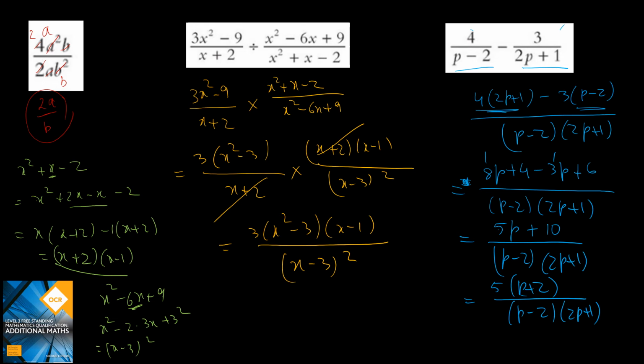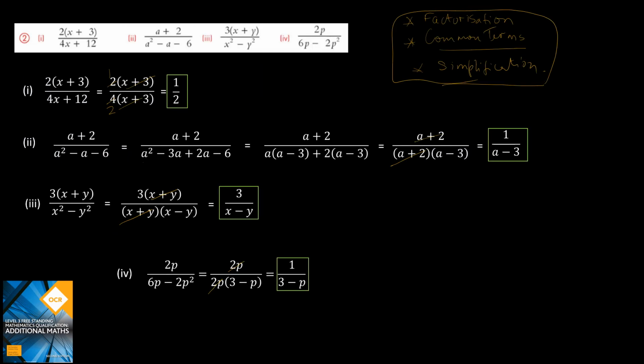Now I will continue to show you how I've done the other questions, all of them. So this is what I did with these ones. Next we have question 2. Again you can see how I was trying to find a common term. So for example, this 4x plus 12, we bring out the 4 and we get common terms.